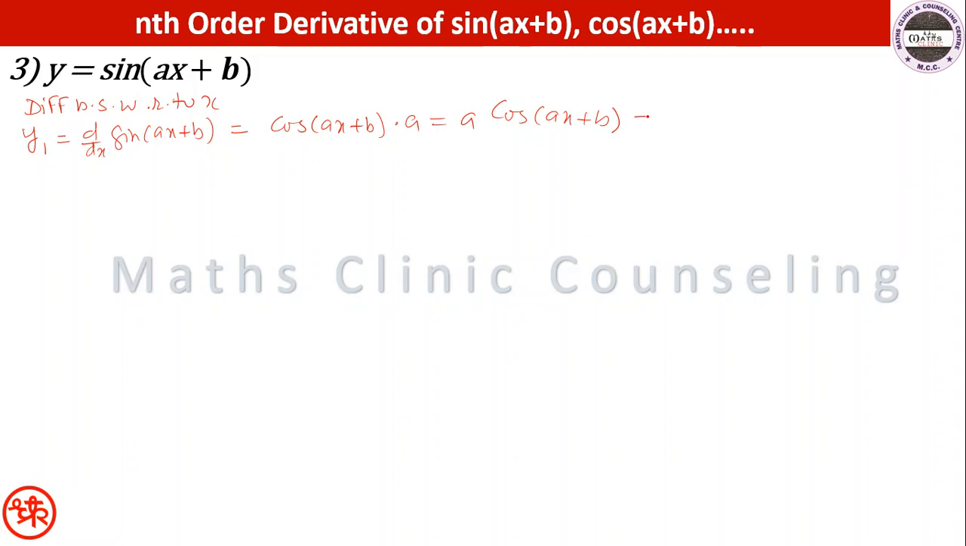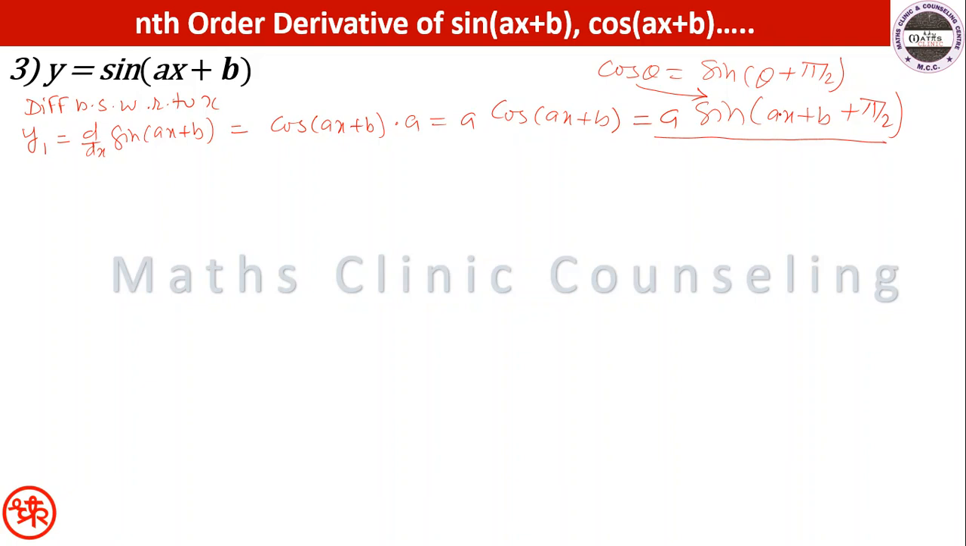Can you write this using cos theta is sin(theta plus pi by 2)? Cos theta is equal to sin(theta plus pi by 2). So we can write here a sin(ax+b plus pi by 2) using this. So this is the simplified derivative. Again, did you understand?